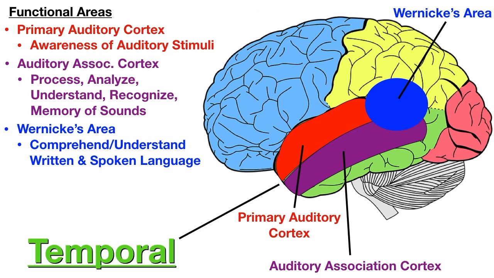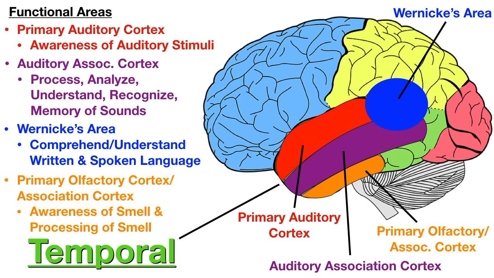So up to this point, we've gone over a few different senses. We've talked about touch, we've talked about vision, and hearing. The only two we haven't talked about are smell and taste. So starting with smell, this is going to be located on the medial aspect deep inside the temporal lobe. It's shown in orange on the picture, but just know that it's deep inside on the medial aspect of the temporal lobe. So just like every other cortex, there's going to be a primary and an association cortex.